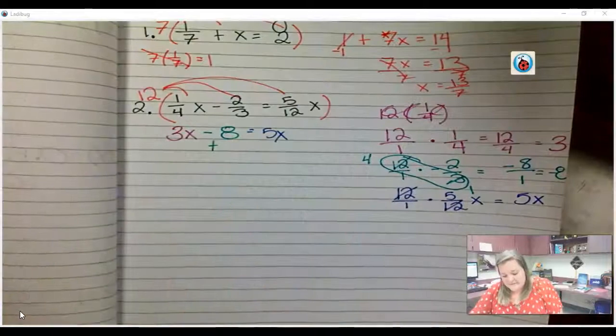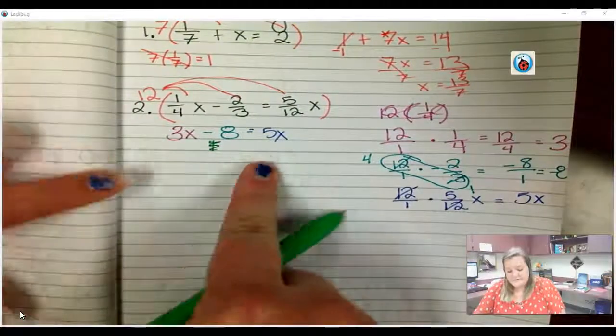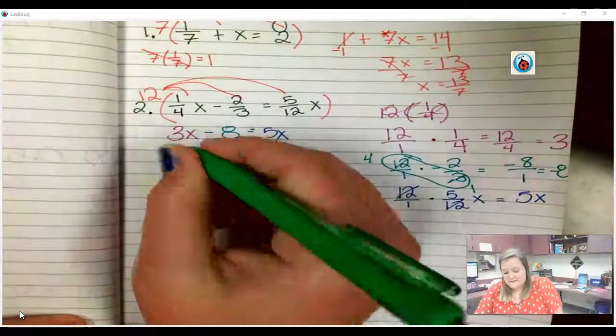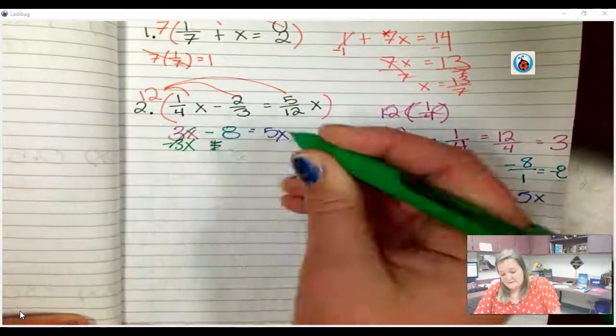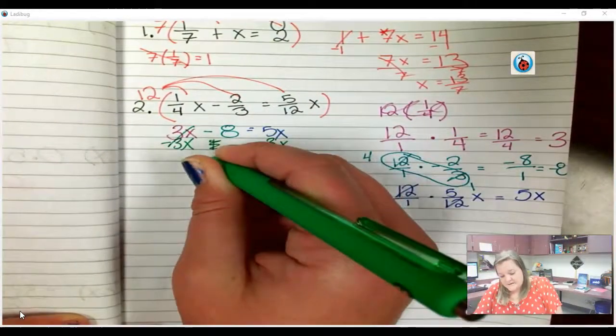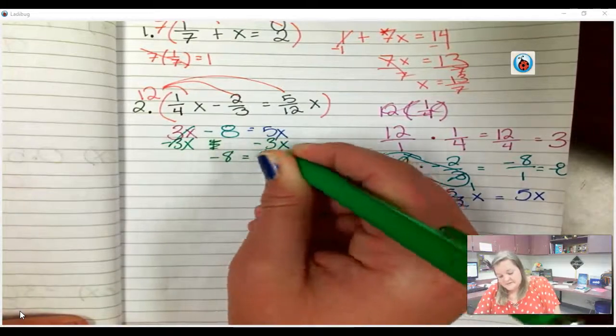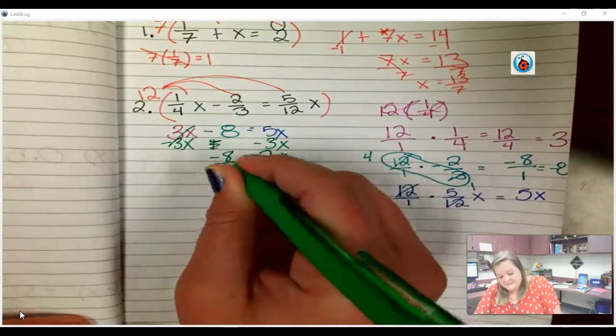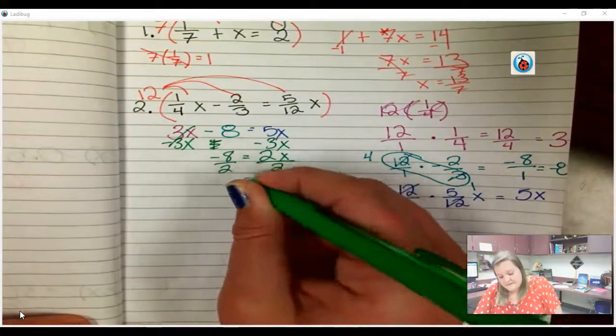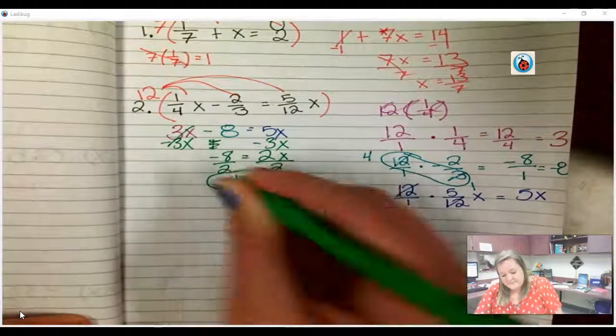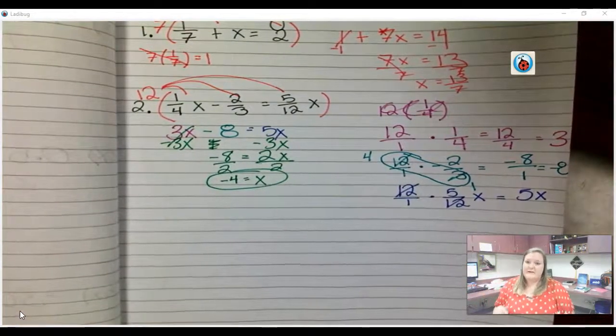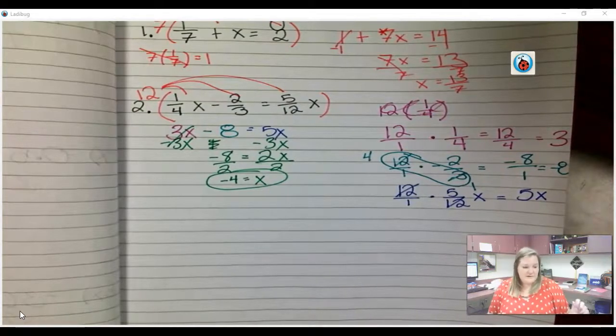Oh, no, just kidding. Would you rather have $3 or $5? I would rather have 5, so I'm going to move the 3. So negative 8 equals 2x, divide by 2. x equals negative 4. And then you can plug it in and see if you get the correct answer, which is pretty cool. You do, by the way, in case you're wondering.